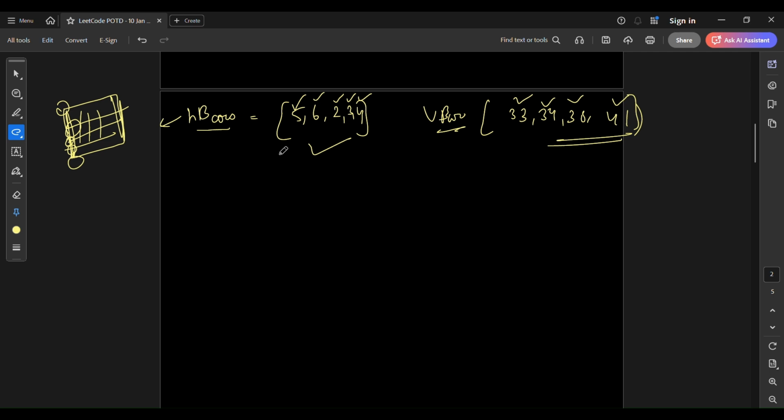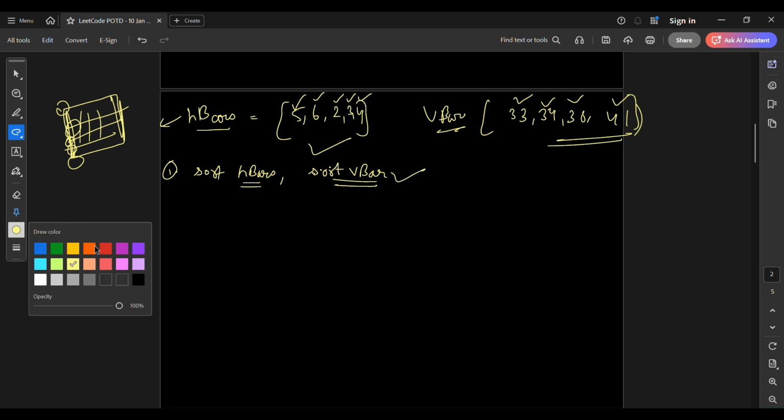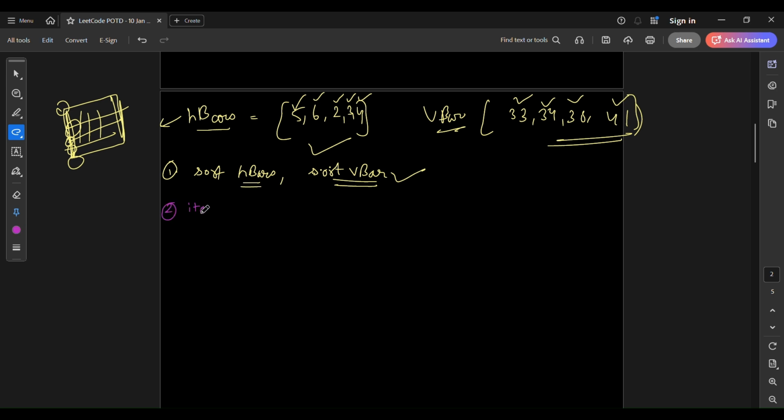If I see it clearly, the first step is I will sort h bars, and I will sort v bar. I think these two things are clear to you. The next point is to iterate through these bars. Now we will go to the intuition that I have got. If I see this, now my h bar will look like 2, 3, 4, 5, and 6. And my v bar will look like 33, 34, 38, and 41.